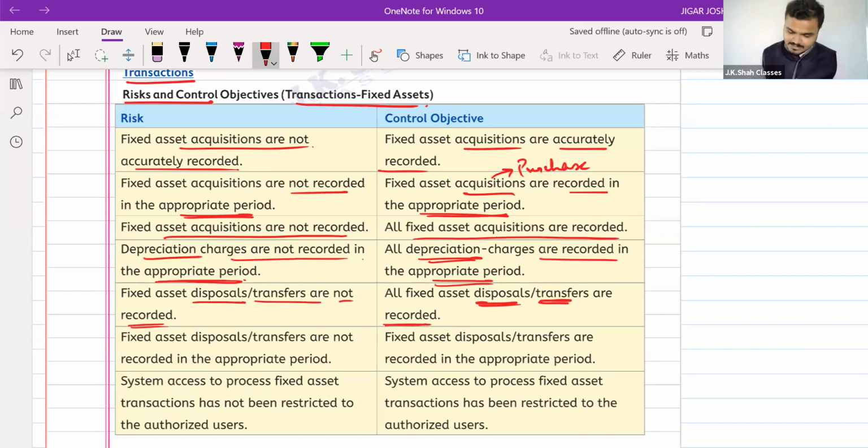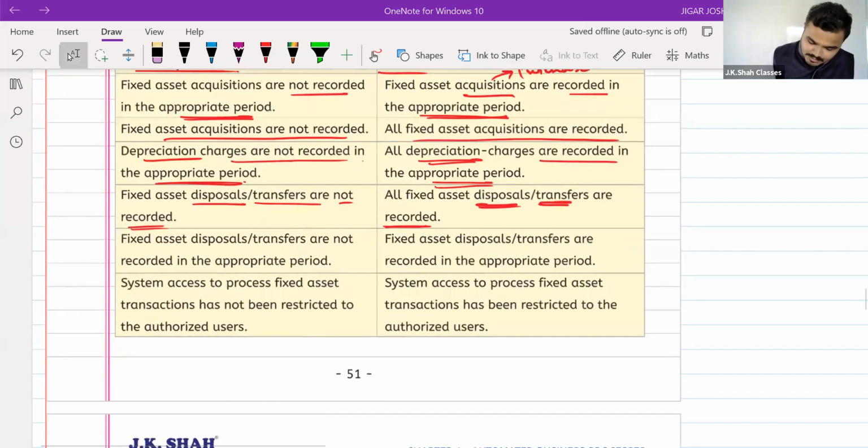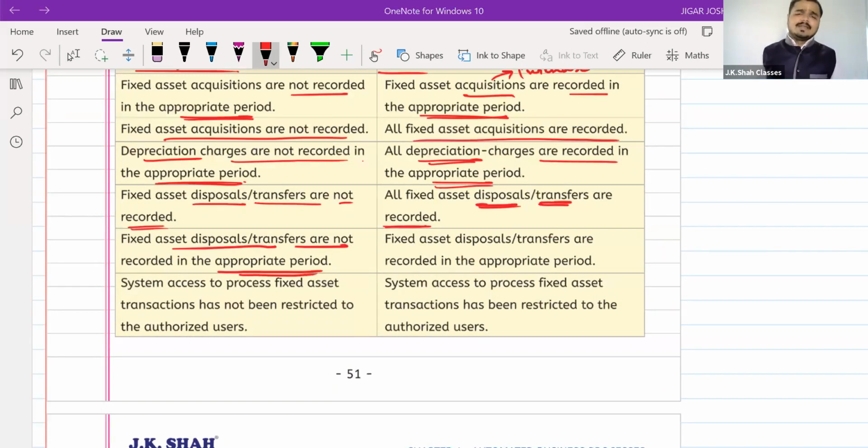Understood? Yes, sir. Fixed asset disposals and transfers, my dear chartered, are recorded in an inappropriate period. That is, not recorded in the period in which we have actually sold off. Sir, that would be a disaster. Let me record, sir, all the disposals and transfers in an appropriate period.